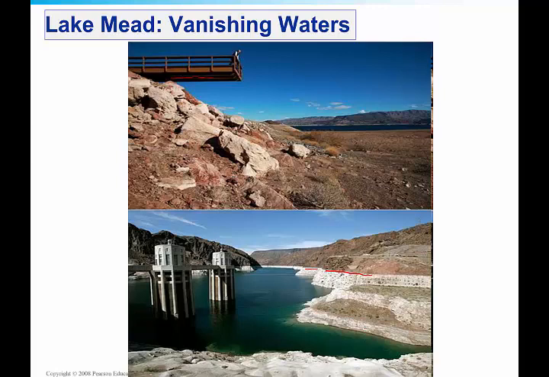Now, the reason the water is disappearing is, one, because of a severe drought in the Midwest and the West, which has been going on for quite a while, and that's due to global warming. The other reason is that as the population in this area increased, specifically in Las Vegas, there was an increased need for water. So they just pumped more water out of the lake.